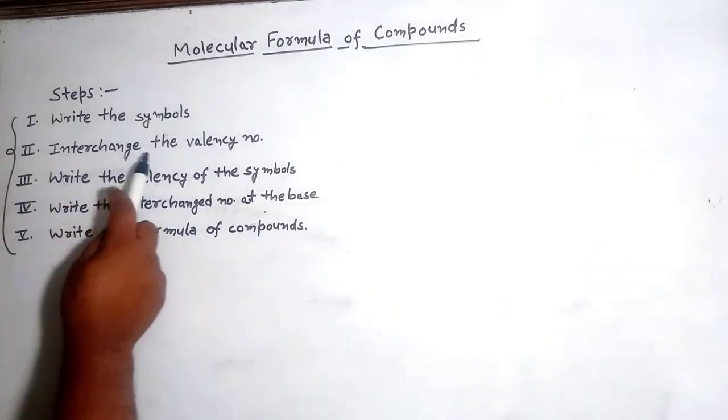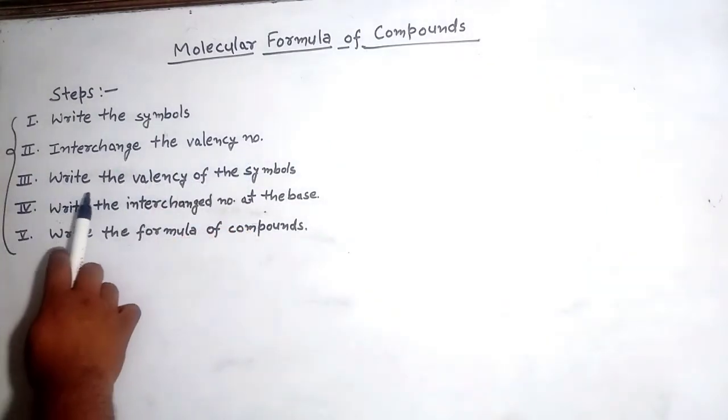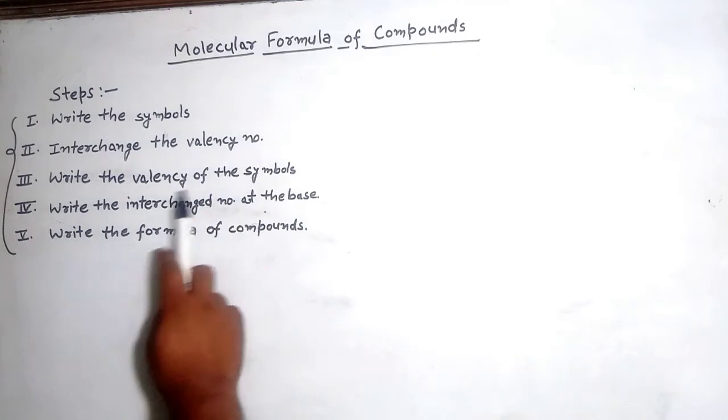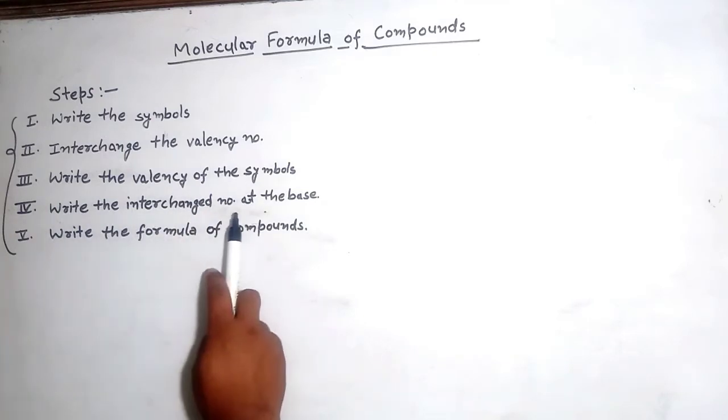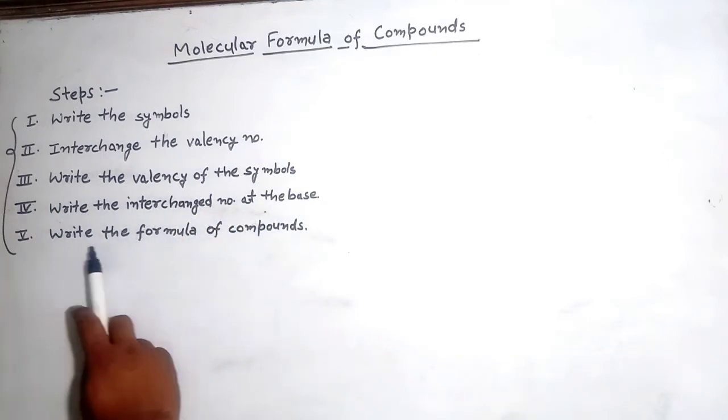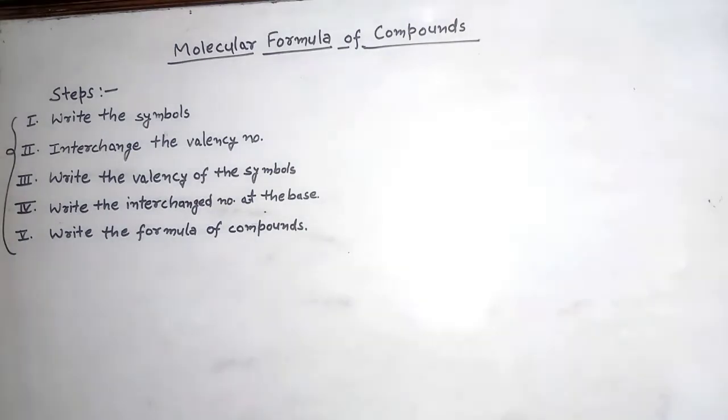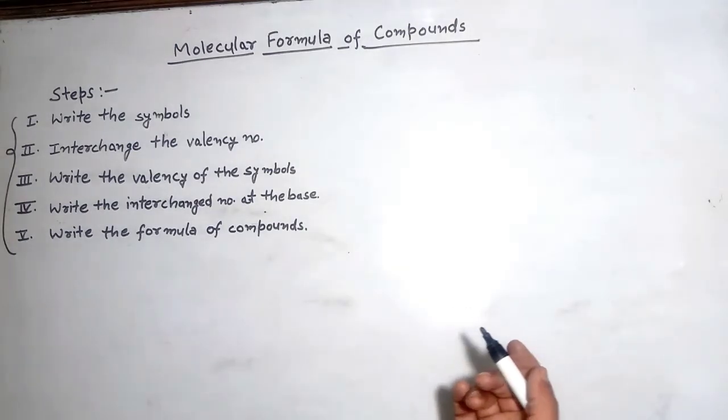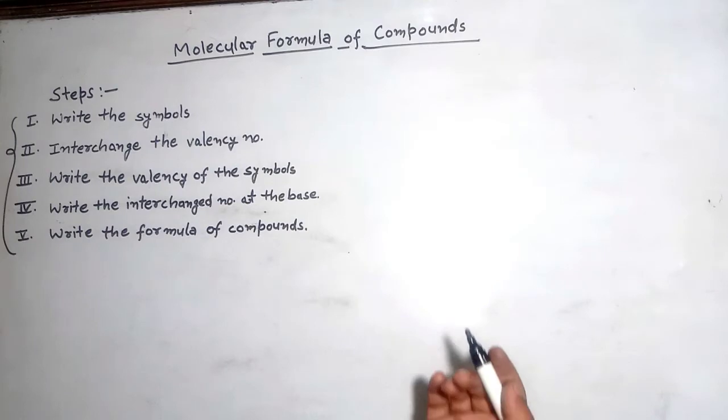Second is interchange the valency number. Third is write the valency of the symbols. Fourth is write the interchange number at the base, and fifth is write the formula of the compound. So now we can take some examples to write these.